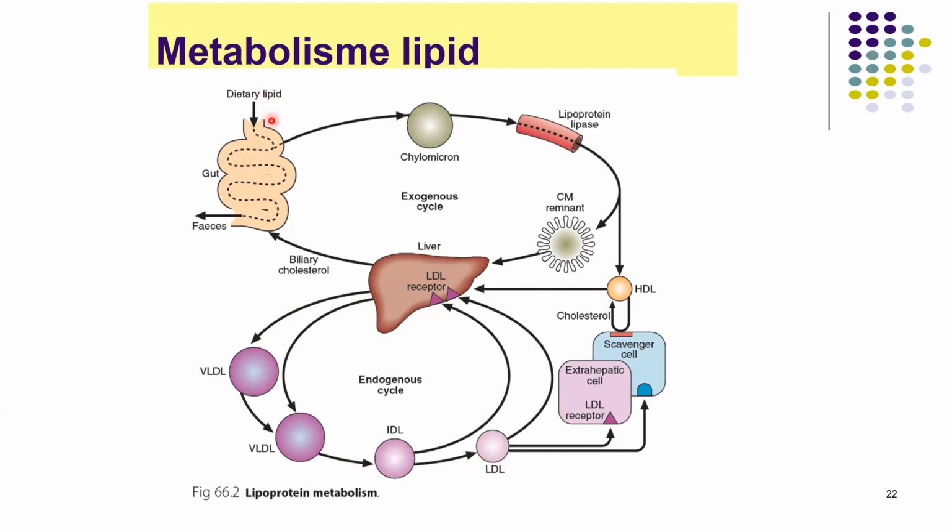From the dietary lipid first. Dietary lipid is transported by chylomicron, and then by the lipoprotein lipase, the chylomicron becomes chylomicron remnant, and then after that goes into the liver for recycling. The HDL can also conduct the cholesterol and bring it back to the liver. And then you have LDL. LDL has receptors in the liver and also in the extrahepatic cells.